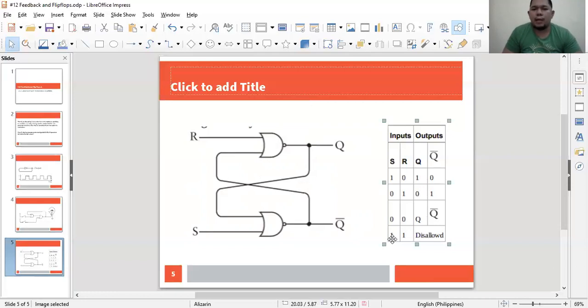Now, an S and R value of 1 and 1 is disallowed because, although it can be done, it breaks the idea that the output of Q is the inverse of Q. The output of Q and the inverse of Q is not true anymore. So this one is disallowed. Later on, we will see that this 1 and 1 SR input is not necessary.